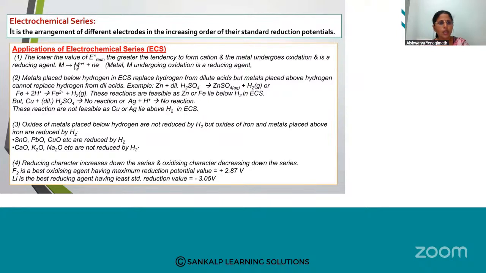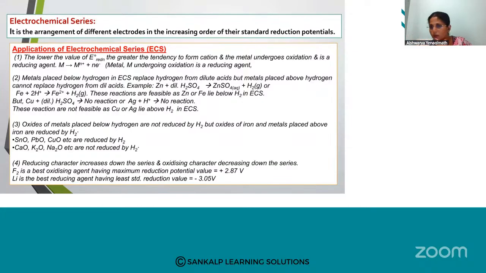So M gives Mn plus plus n electrons. M is undergoing oxidation, that is a reducing agent. If that particular metal is undergoing oxidation, it is a good reducing agent. If that particular metal is undergoing reduction, then it is a good oxidizing agent. Metals placed below hydrogen in the electrochemical series replace hydrogen from dilute acids. But metals placed above hydrogen cannot replace. That we saw in the example, more stable forms and less stable forms. So if they are above hydrogen, they will replace hydrogen from the acids. But if they are below hydrogen, they cannot.